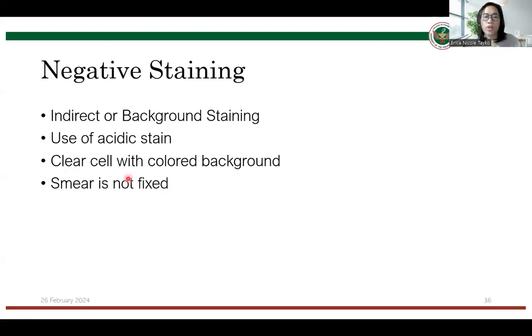Yan. So precaution here is that you do not fix the bacteria or the smear. You do not fix the smear in order to preserve the morphology of the bacteria. Kasi when bacterial cells are subjected to heat, they tend to shrink in size. So in order to preserve their natural morphology and you can observe them in their natural state, you do not apply fixing with heat. Okay?